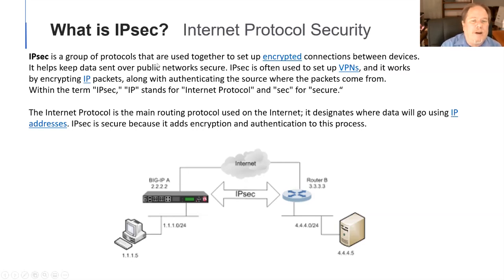It helps keep the data sent over public networks secure. IPsec is often used to set up VPNs. It works by encrypting the IP packets. So what it's doing is it's taking the individual data packets, which are very, very tiny, and it's encrypting them individually. And then when they get on the other end, the firewall on the other end has the encryption algorithm to decrypt them. So the end user doesn't even know that the data is being encrypted.